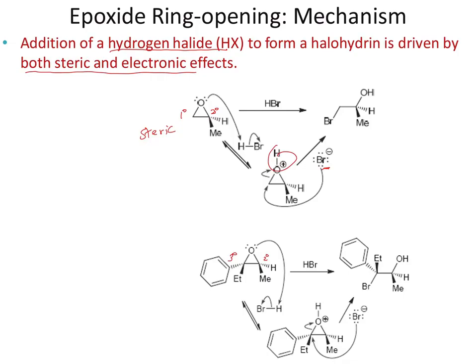So after the proton transfer, then between the tertiary and the secondary, the one that is more electron deficient is the tertiary position. So the nucleophilic attack happens at the tertiary position to form the product.